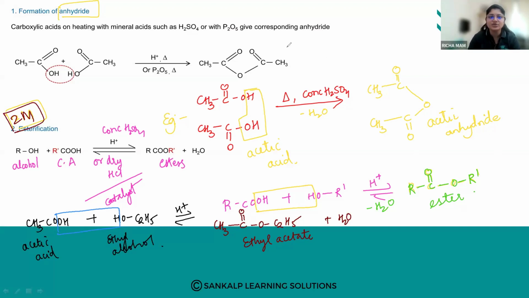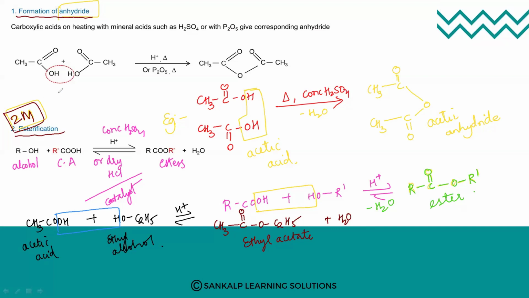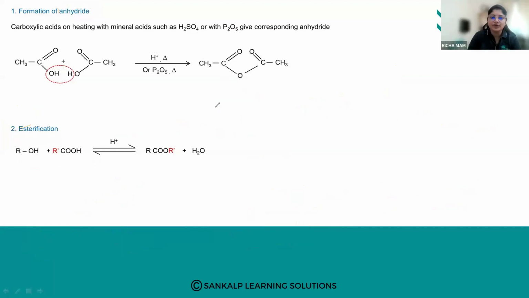Now, is it clear, understood? Both the reactions are understood? First was formation of anhydride. Second one is the esterification reaction. Is it clear? Okay. So now you have to tell me, I'll give you one more example. You have to tell me the answer.